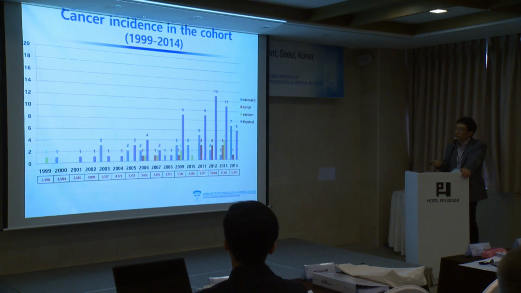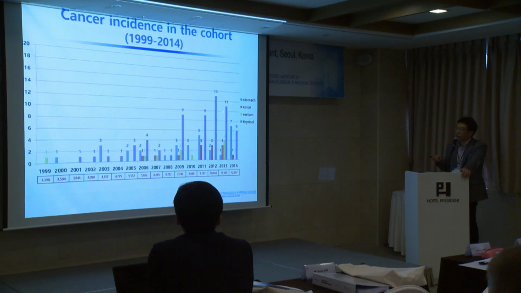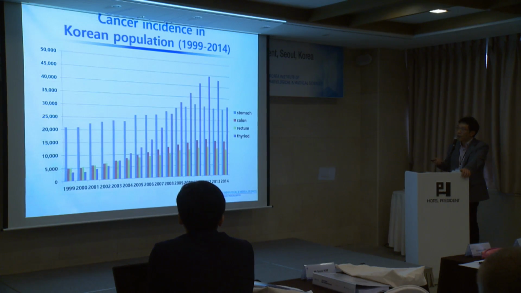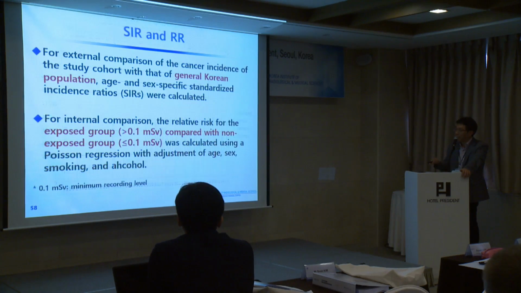This is the individual type of cancers in our study cohort. Let's look at the thyroid cancer, because thyroid cancer is the majority. Thyroid cancer also increases up to about 2012 and decreases. How about the thyroid cancer trend for the general population? It's also a similar pattern there.